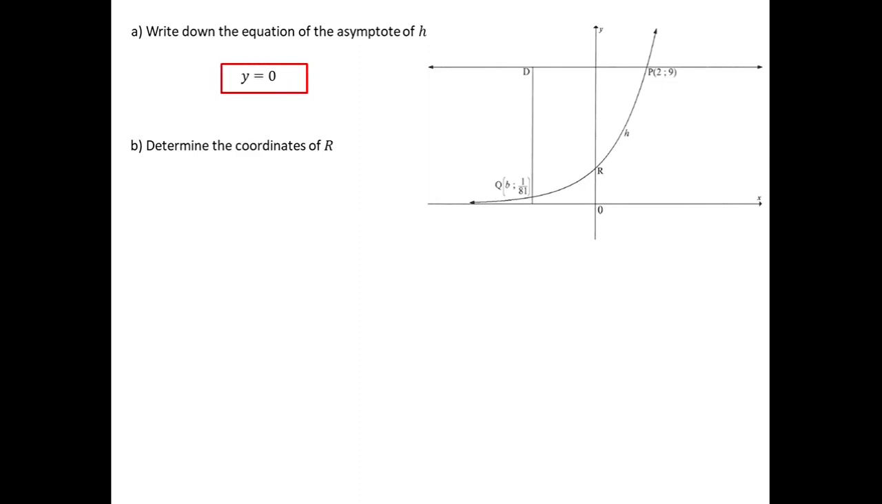Question B. Determine the coordinates of R. Now, R is the y-intercept of our graph. How do you find the y-intercept of any graph? Well, you let the x equal 0 in the equation.